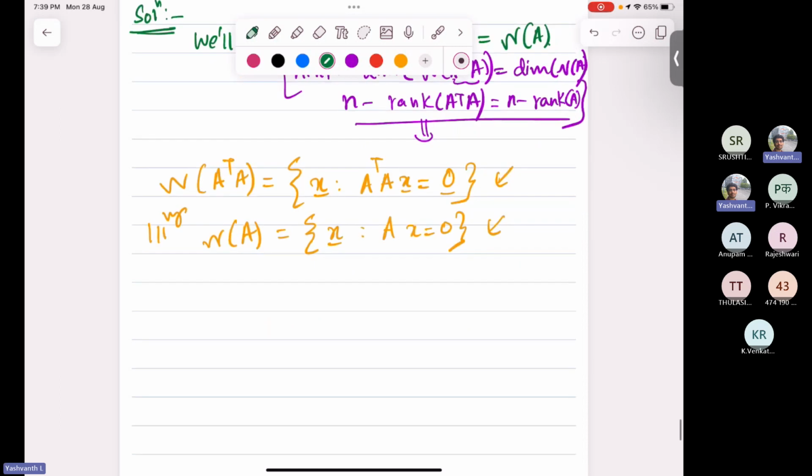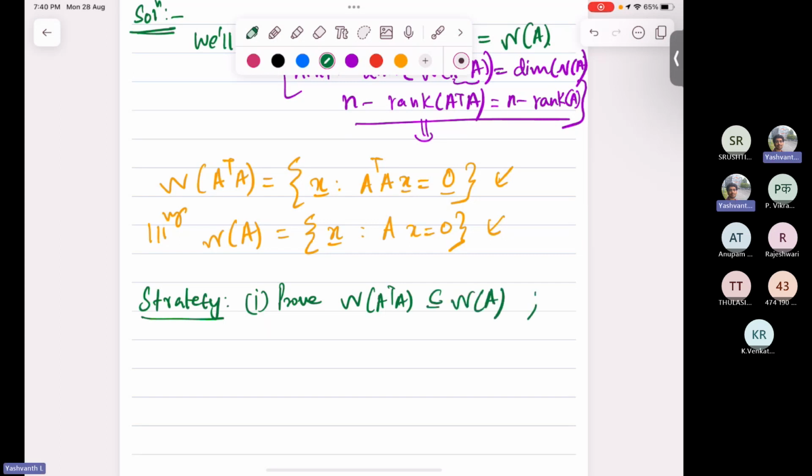The correct thing to do is strategy. First, prove that null space of A transpose A is a subset of null space of A. And can anyone complete? What should I next do? Prove the other way around. It is the opposite, the other way around, yes. You should prove this. If you prove both of them, then you're done.